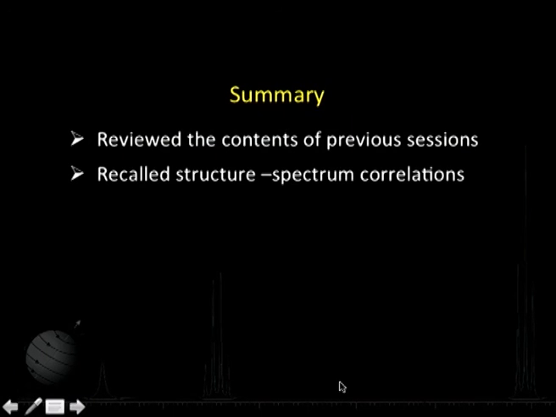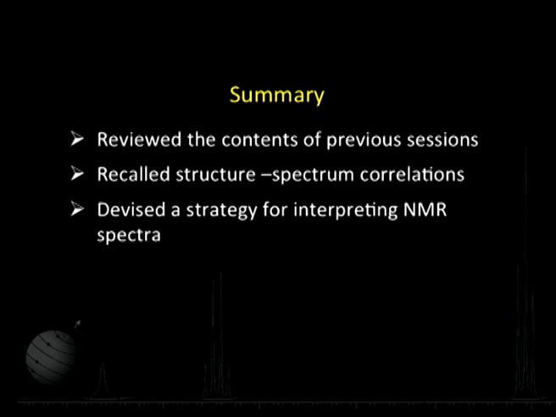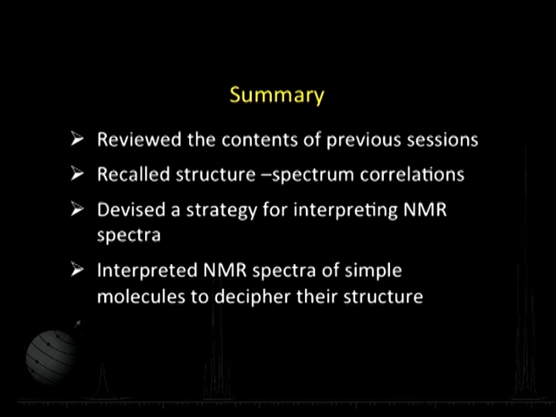Now, let us sum up what we have done. We reviewed the contents of the previous session, and thereafter we recalled very important things we did in the previous session, that is, how we relate the structure of molecules and their spectra. We took molecules of known structures and their spectra, found relationships between them, and made use of those relationships today in working out a strategy for interpreting NMR spectra. We used that strategy with the help of certain examples to interpret the NMR spectra of simple molecules and work out their structures.